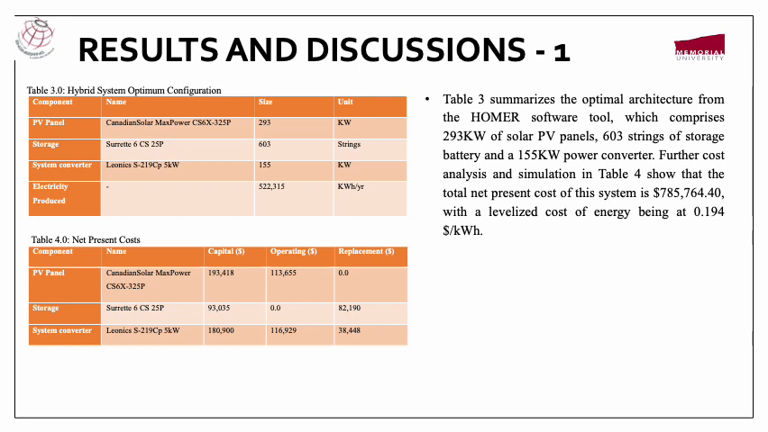We look at the results of our analysis and we see that the optimal energy system for our design is going to comprise 293 kilowatts of solar panel power rating, with 603 strings of battery and about 155 kilowatts of power converter. The cost analysis showed that the total net present cost of our system is going to be about $786,000, with a levelized cost of about $0.194 per kilowatt hour.